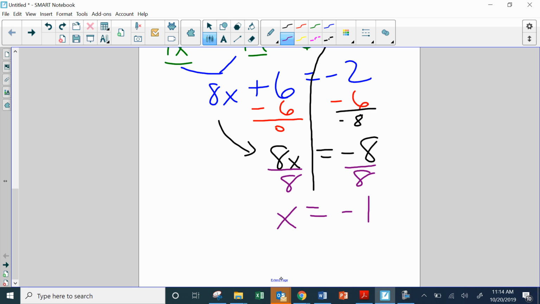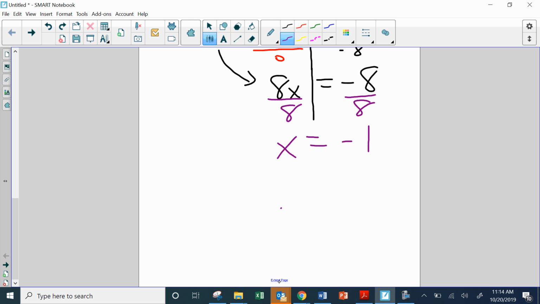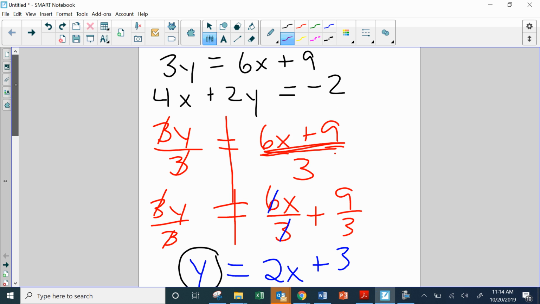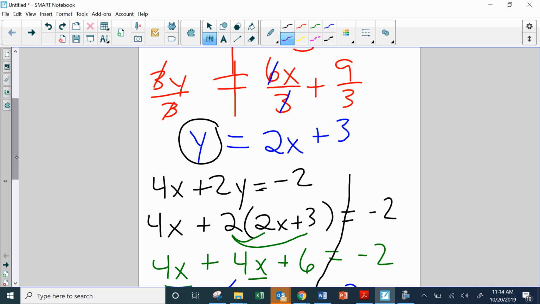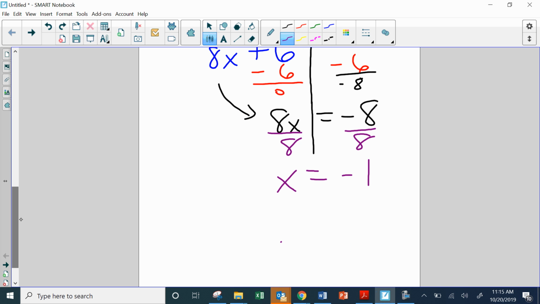Well, that's part of our solution, but we need to know what y equals. I could plug this -1 back into any equation. I could plug it in for 3y equals 6x plus 9. I could plug it into the 4x plus 2y equals -2. Or I can plug it into this middle equation in blue, where y equals 2x plus 3. That looks like the simplest equation to me, so I'm going to plug it back into that. Y equals 2x plus 3.